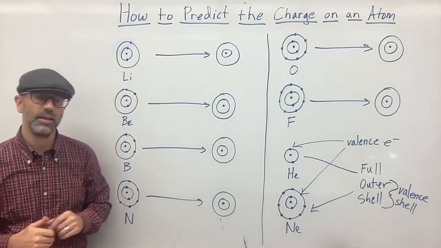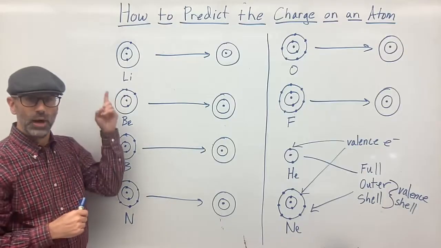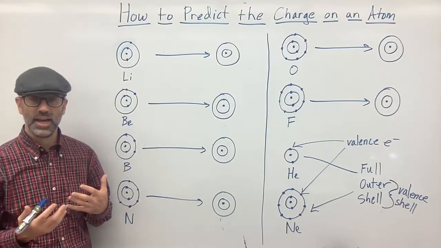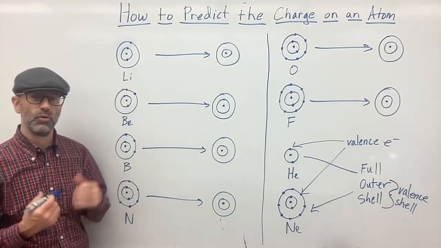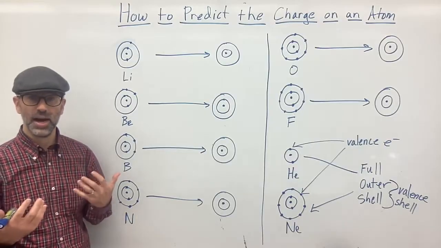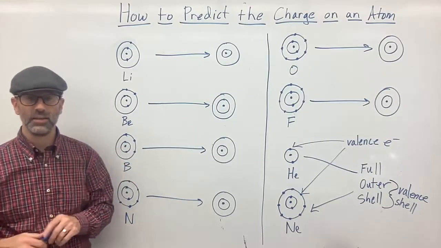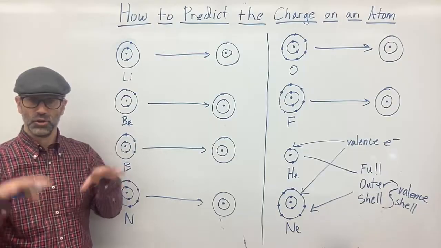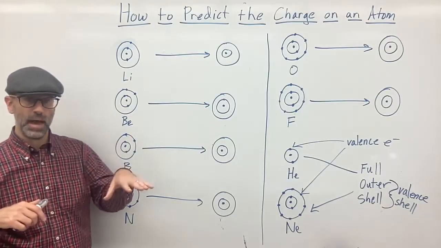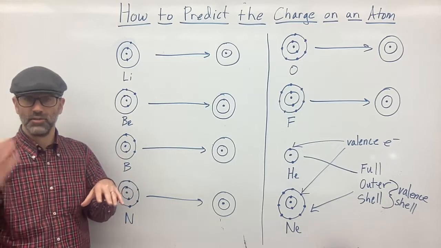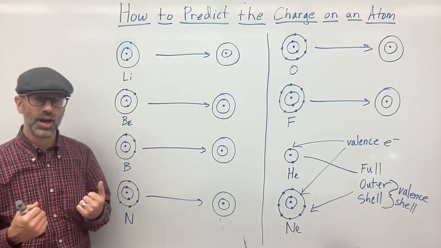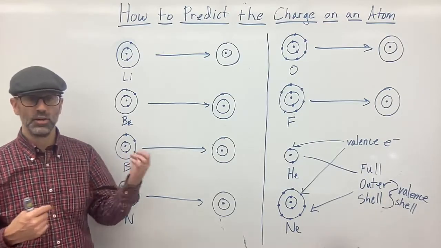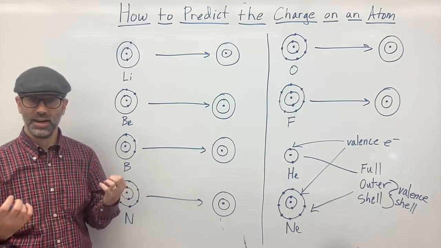The key to understanding what's going on when atoms become ions is to understand why they lose or gain electrons. Remember, atoms become ions by either losing or gaining electrons. If they lose electrons, they're going to be positive because they don't have enough electrons to balance out the charge of the protons. If they gain electrons, that makes them negative because the electrons are negative. You've got more electrons than positive protons, and so you've got a negative charge.